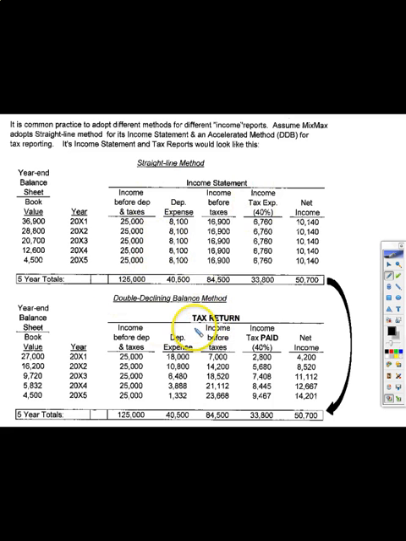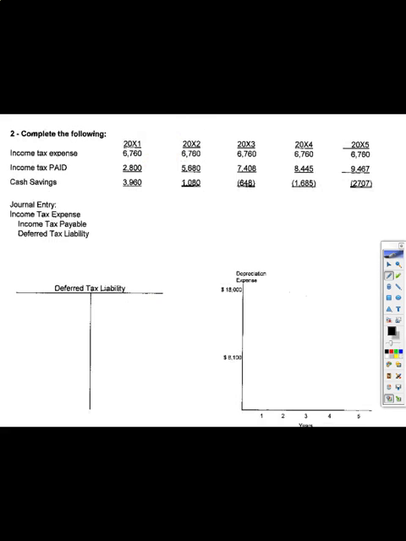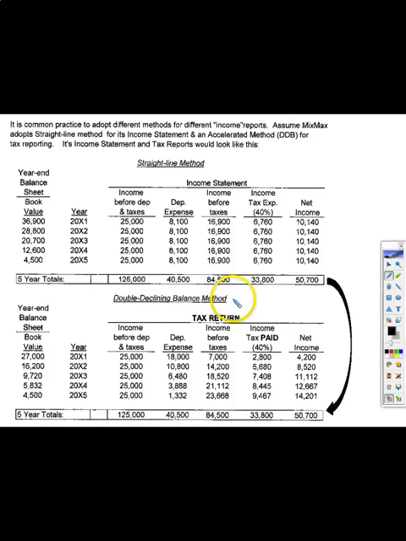What I've done, and so I want us to look at the really big picture of what difference it makes if we use straight line method or double declining balance, or an accelerated method. And so I'm just demonstrating an accelerated method. I chose to use the double declining balance method, instead of sum of years digits.